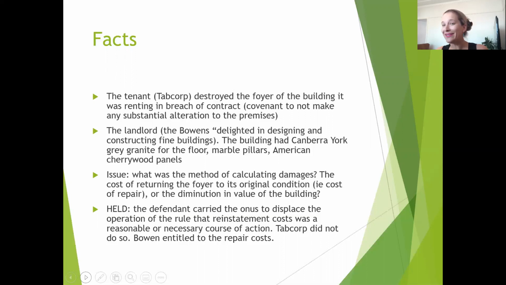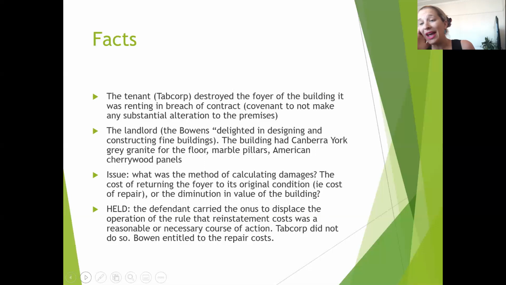So you can imagine here, Tabcorp had a vested interest in the diminution in value method, whereas on the other hand, Bowen Investments would have wanted the reinstatement cost method, the repair costs, the 1.3 million. At first instance, the trial judge actually found damages of $34,000 here. So the difference between the old foyer and the new foyer.